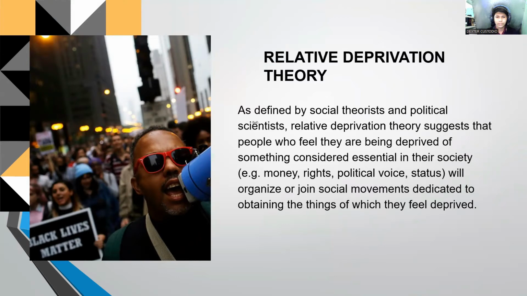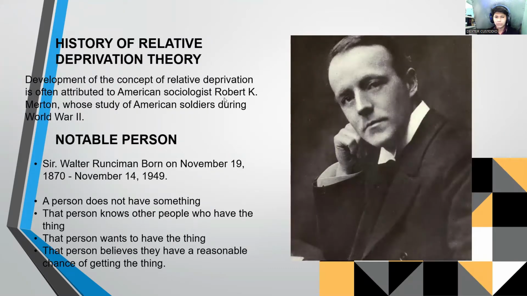Relative deprivation theory, as defined by social theorists and political scientists, suggests that people who feel they are being deprived of something considered essential in their society, for example money, rights, political voice, or status, will organize or join social movements dedicated to obtaining the things of which they feel deprived.